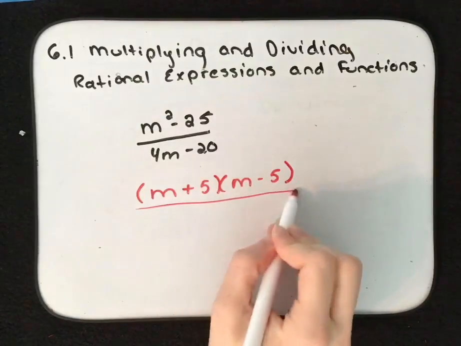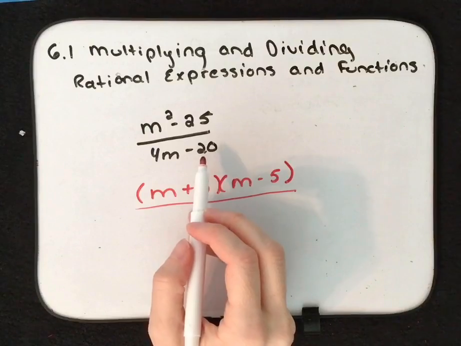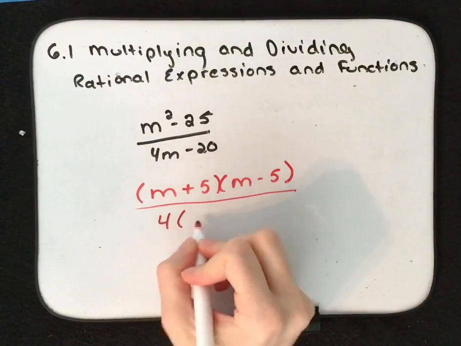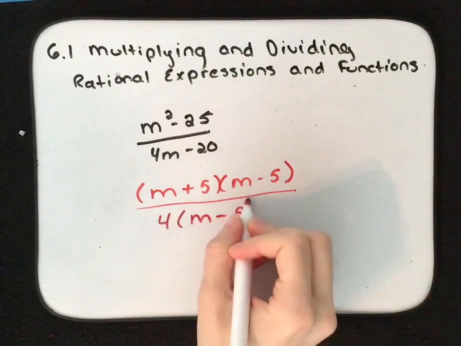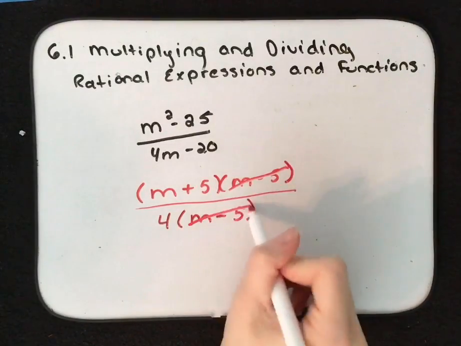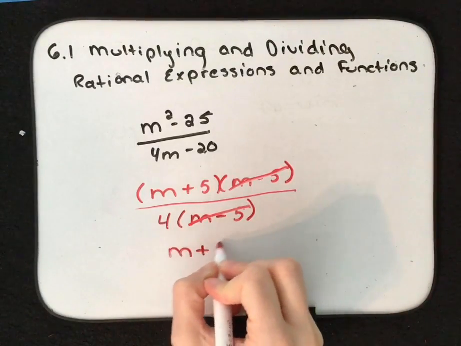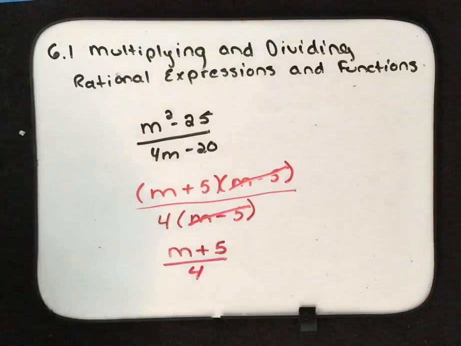In the denominator, what's in common between a 4m and a minus 20? Well, if I pull a 4 out of those, I'll be left with m minus 5. m minus 5 is in common between the top and the bottom, so that will cancel. That leaves us with m plus 5 over 4. Let's try again.